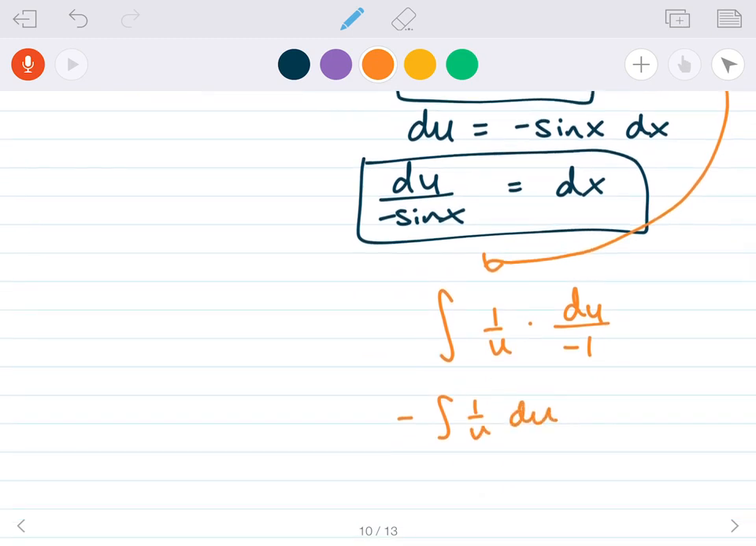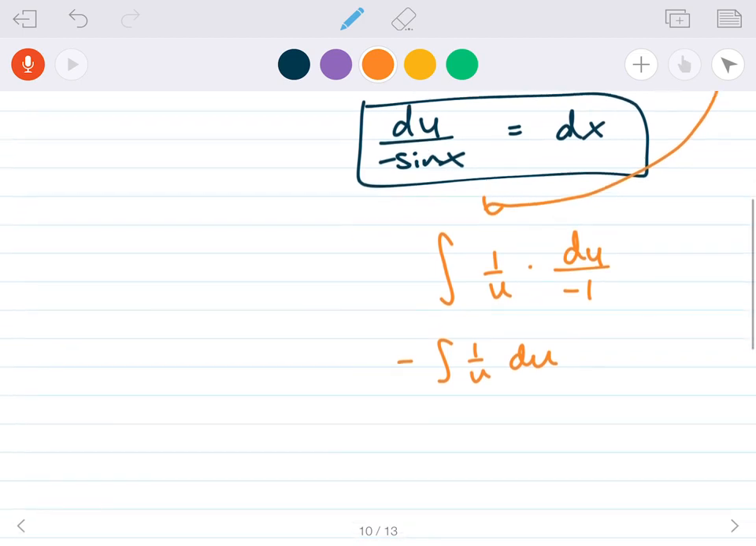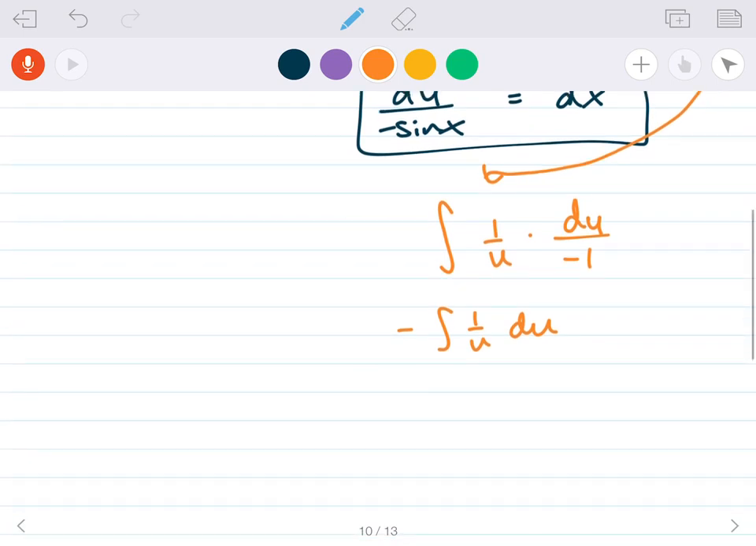So remember, this was one of those special integrals that we talked about. Now, the antiderivative of 1 over u is just going to be ln of the absolute value of u. So this is going to be negative ln of u plus c. That's our answer here.